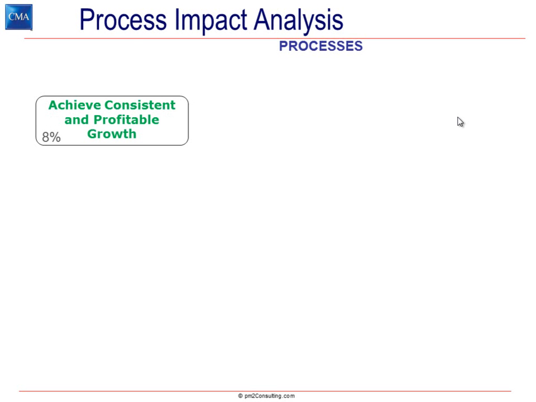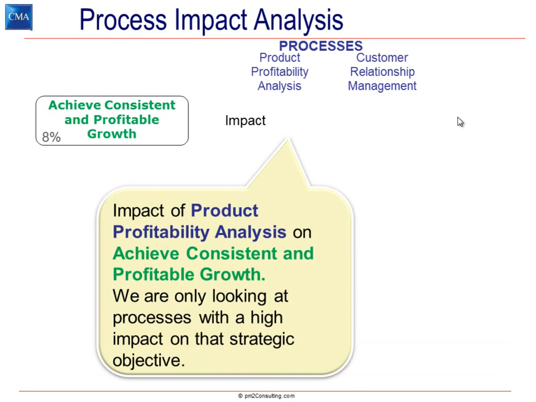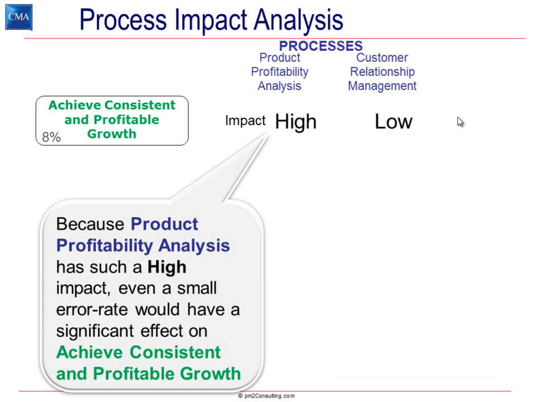In this case, we'll use a process of product profitability analysis and a second process, say customer relationship management, CRM. Now, the first step is we now need to understand what is the impact of those processes. So the first question is, what is the impact of product profitability analysis on the strategic objective of achieve consistent and profitable growth? For this analysis, we're only looking at processes which have a high impact on that strategic objective. And in this case, product profitability analysis probably has a high impact. But customer relationship management probably has a low impact.